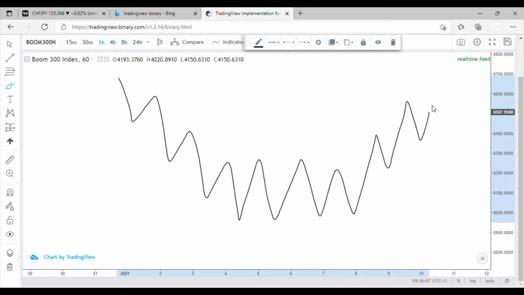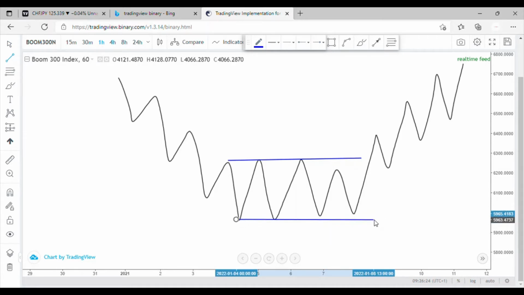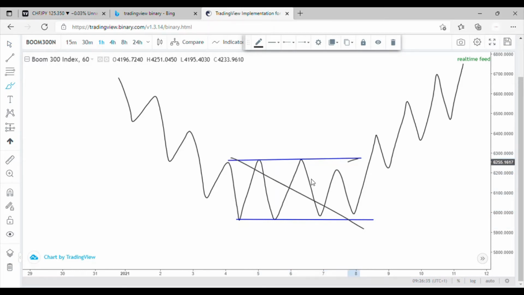So this is the structure of the market. Here is sideways, where you can't place your Fibonacci. This one is a sideways market. Here you can't place your Fibonacci in a sideways market. You get what I'm saying? You can only place a Fibonacci in a trending market.